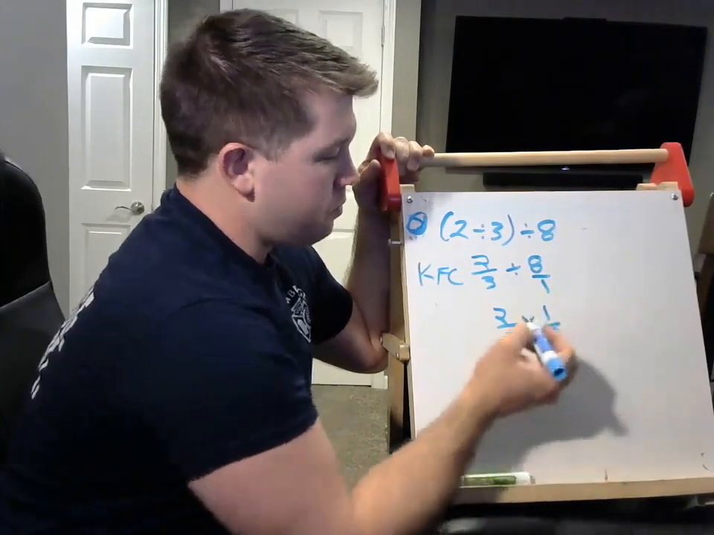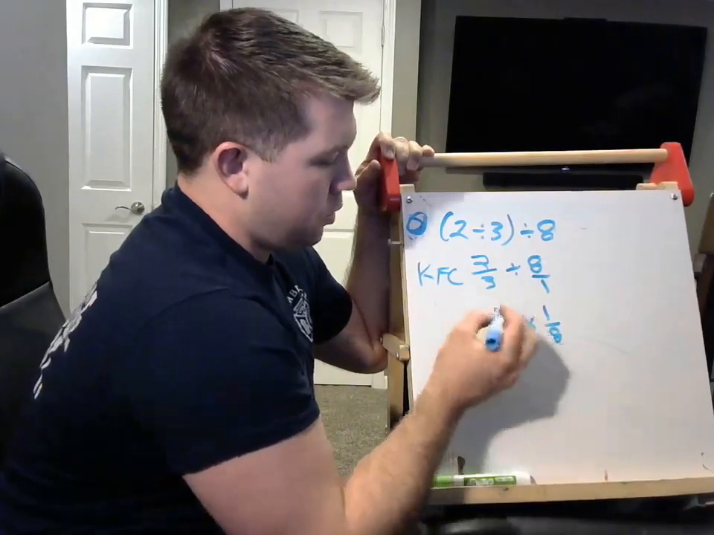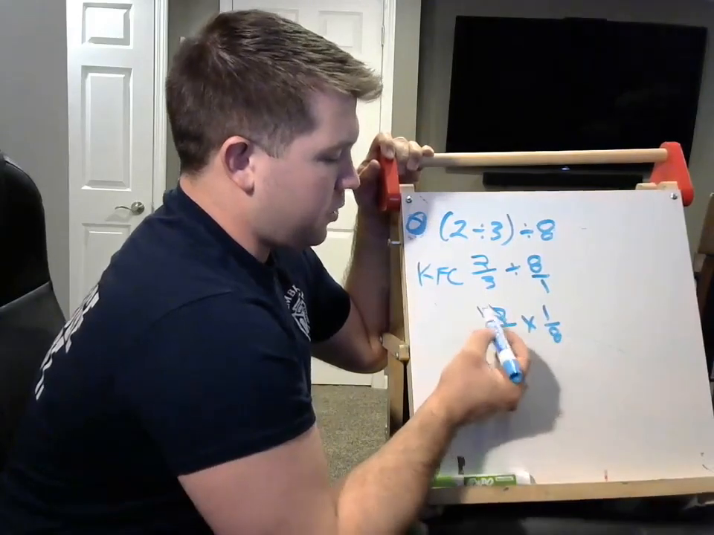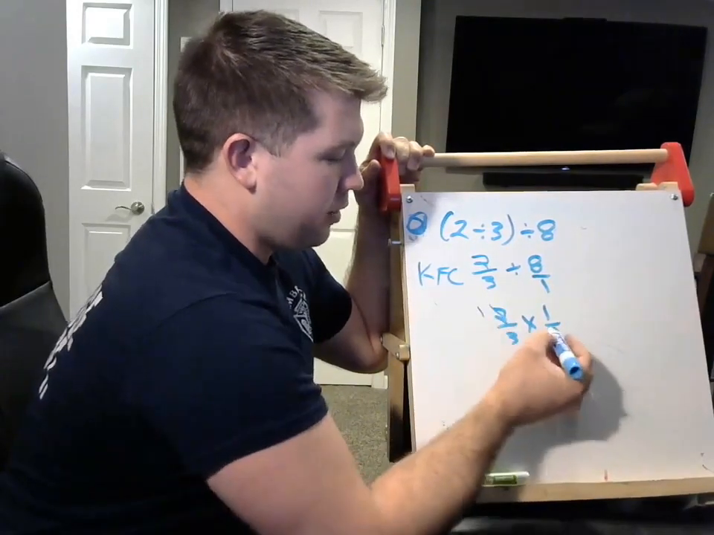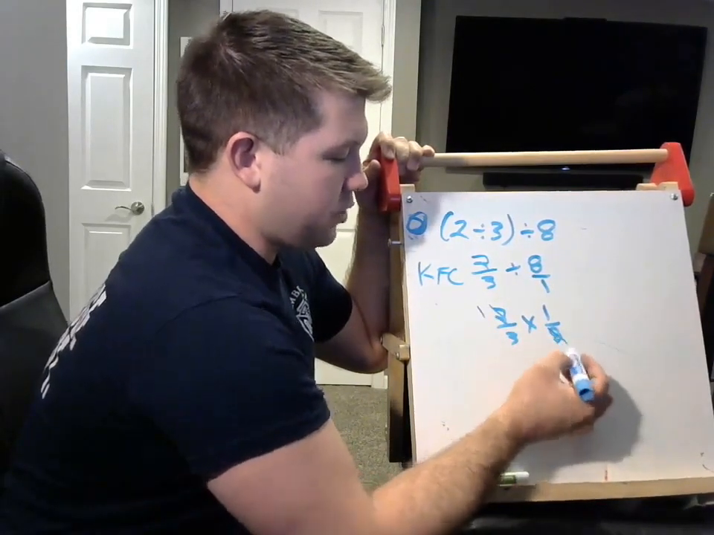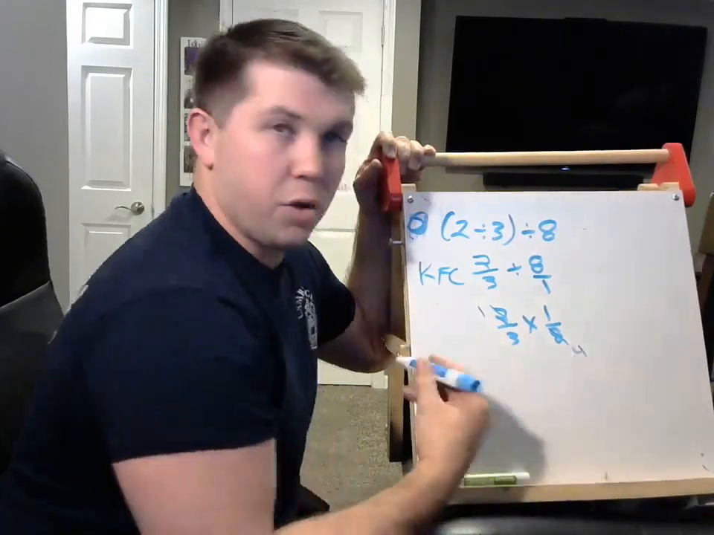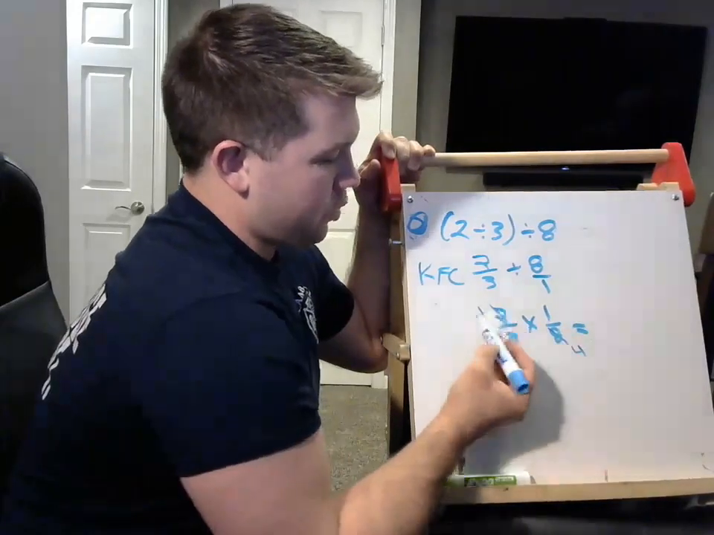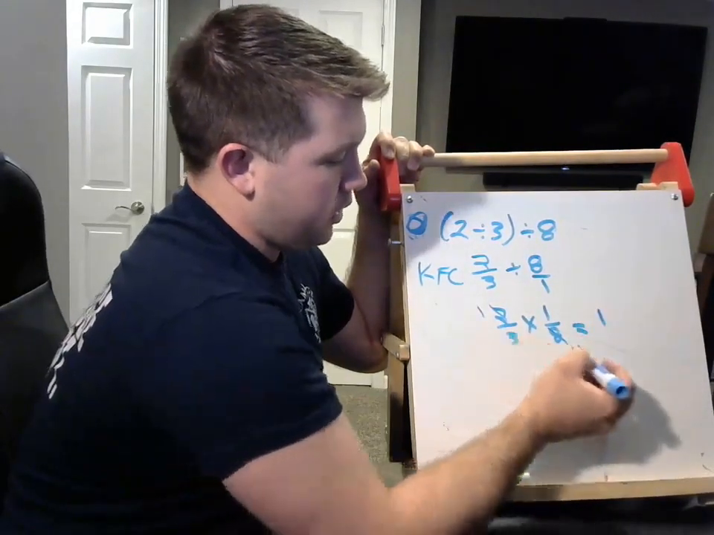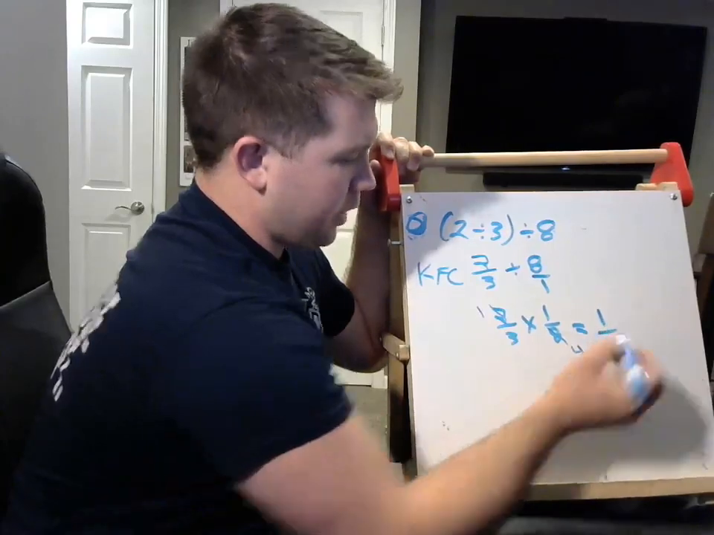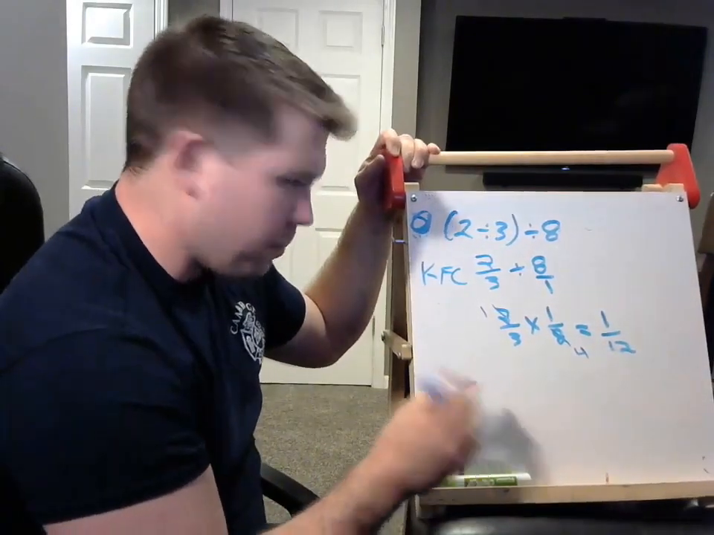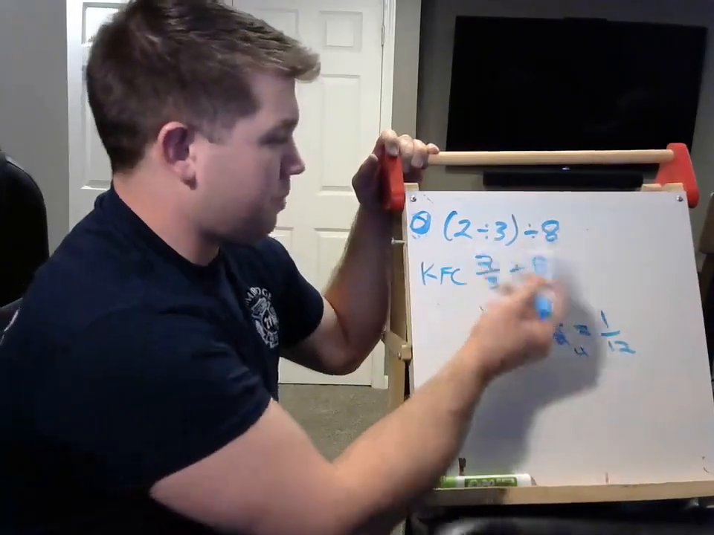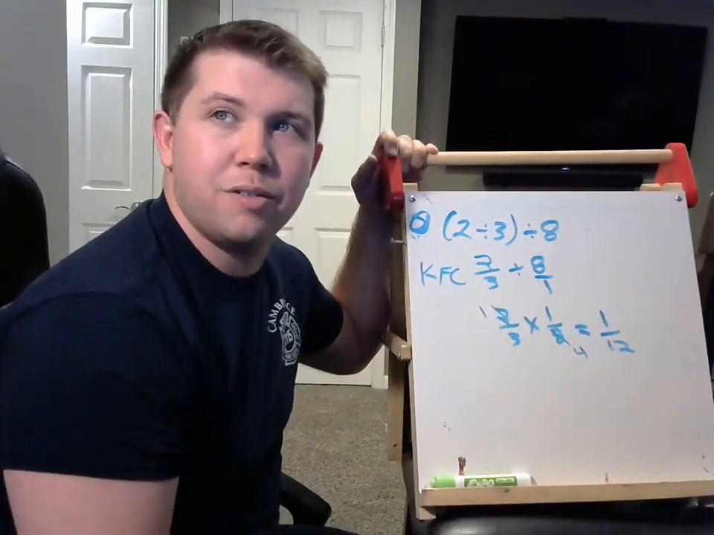And oh look, I can cross cancel because I have a 2 up here, so I can divide the top and the bottom by 2. So 2 divided by 2 is 1, 8 divided by 2 is 4. Now I've already reduced before I multiply. So 1 times 1 is 1, 3 times 4 is 12. I don't think I did anything wrong there, but it's always possible. So I got 1/12, and everything was positive, so the answer is still positive.